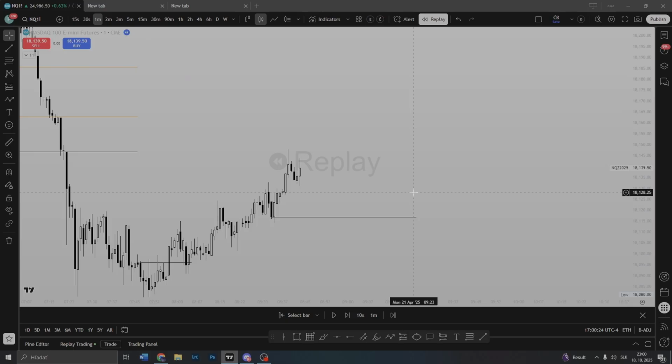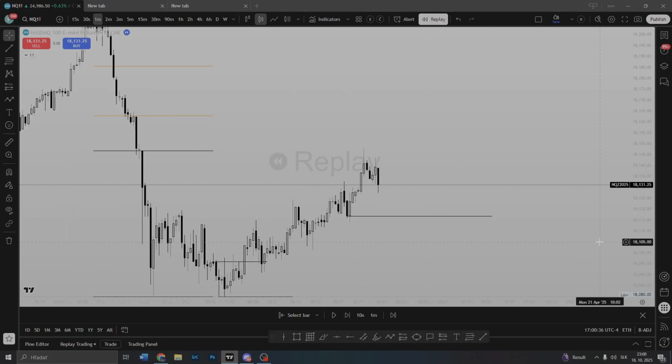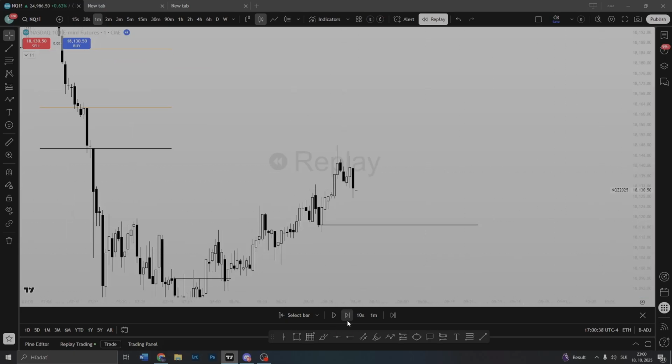So this kind of scenario for longs, if we'll close above that 8:40 candle, possible entry, with stop below that 8:43 candle. Not happening. Alright. We are not closing strongly yet above or below that.